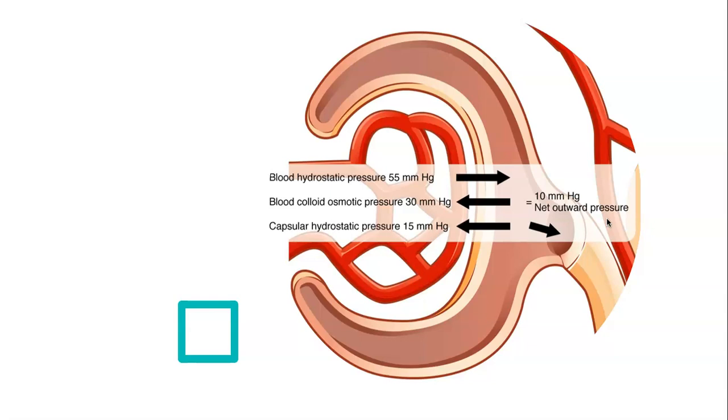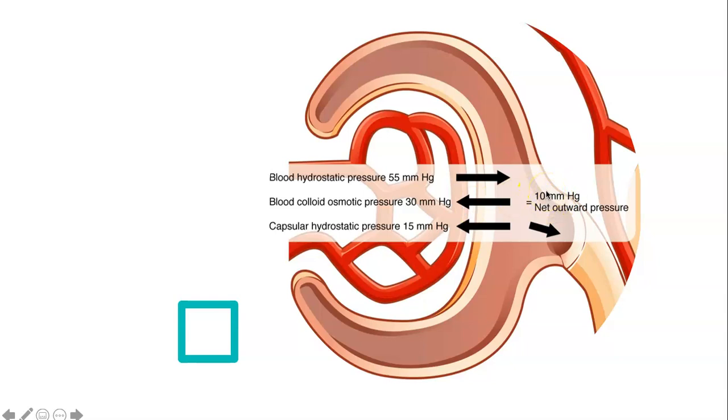So glomerular filtration will occur when glomerular hydrostatic pressure, right here, exceeds the luminal, or inside, hydrostatic pressure of Bowman's capsule. There's also an opposing force, the osmotic pressure, right here, this 30 millimeters of mercury. That opposing force is the osmotic pressure, which is typically higher in the glomerular capillary.